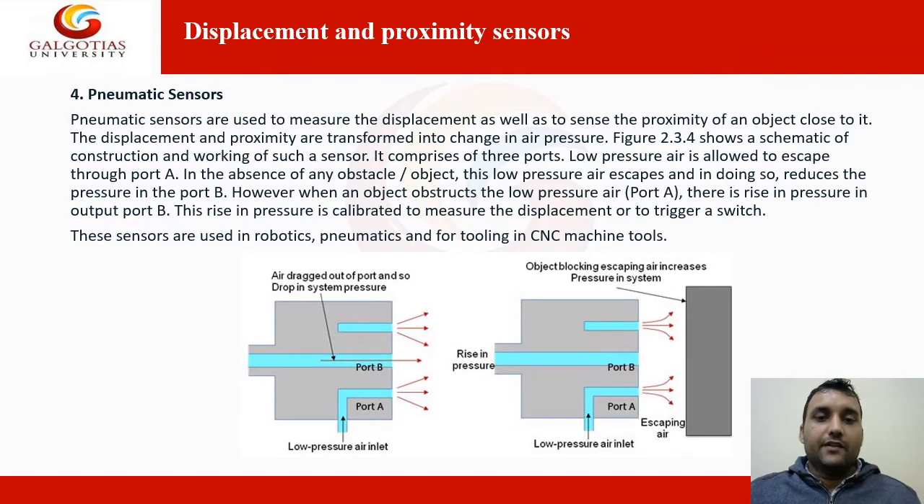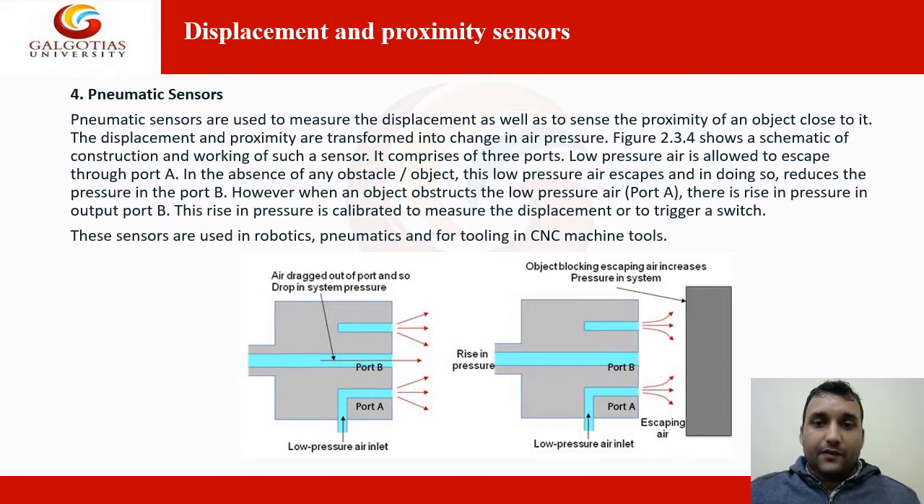Pneumatic sensors. These are sensors used to measure the displacement as well as the proximity of an object close to it. The displacement and proximity are transformed into a change in air pressure. This diagram shows a schematic of the construction and working of such sensors.